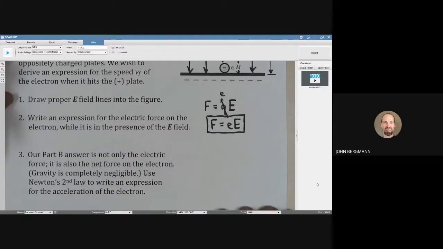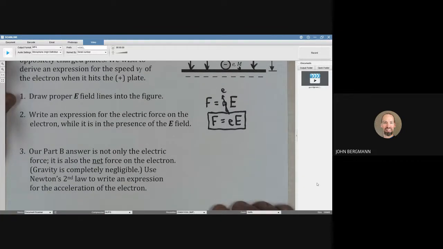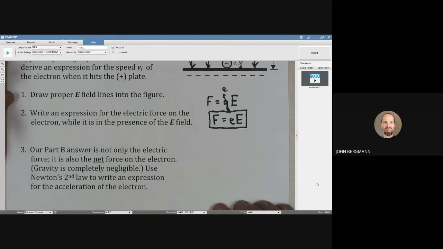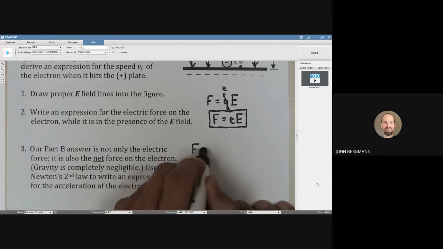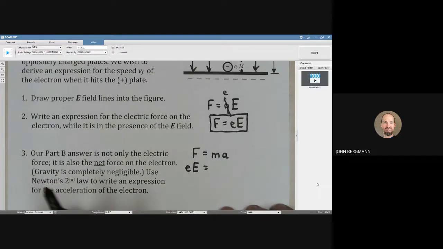Number 3, our part B answer is not only the electric force, it's also the net force on the electron. Gravity is completely negligible. Use Newton's second law to write an expression for the acceleration of the electron. Newton's second law says that the net force on an object is equal to its mass times its acceleration. The net force is little e times big E, and M here is given. It's a capital M, so we need to change that, multiplied by A.